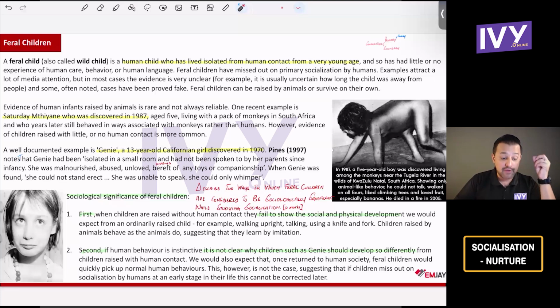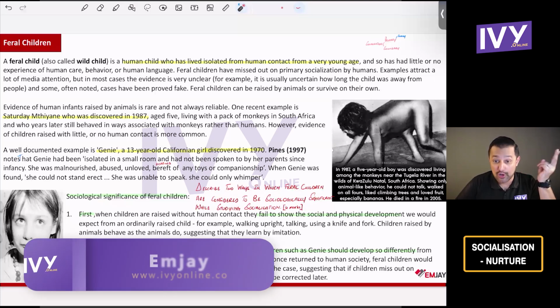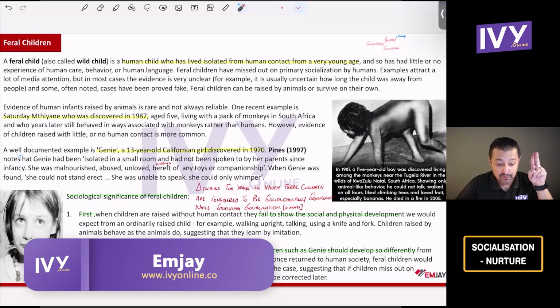Now, about feral children, we need to understand that they lack socialization. That is exactly why we're discussing them here today. When they lack socialization, they do not tend to exhibit typical human behavior. You don't really see them behaving in a manner that follows social norms or things that are expected from them.